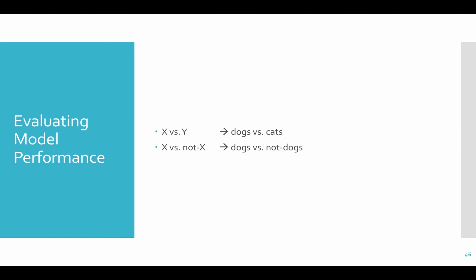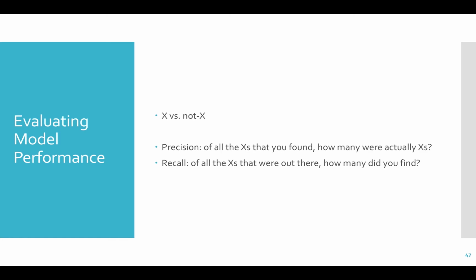In X versus not X, we're thinking dogs versus not dogs. So the input can be dogs or literally anything else. And the classifier is basically trying to distinguish dogs from everything else. When we frame our problems as X versus not X, we can use some nicer success metrics. We can use precision and recall.